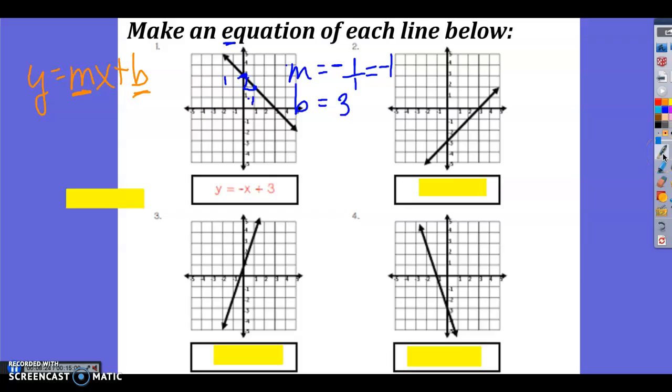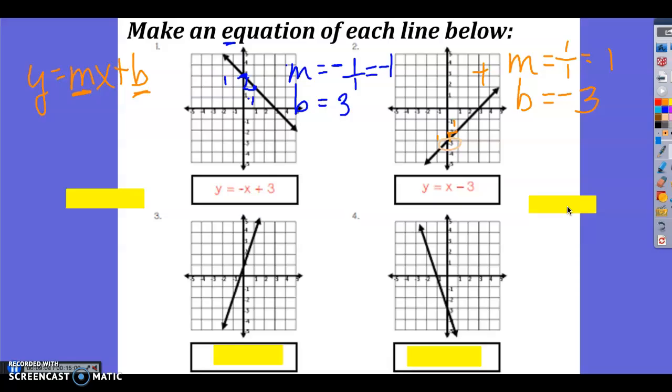All right, let's look at problem number 2. Again, I want to find two things, my m and my b. So my slope in this one is nice also. I'm going up and over, up 1 over 1. So my slope is 1 over 1, which is 1. And notice again, from left to right, I'm going uphill, so it should be positive. My y-intercept this time is down here at -3. So when I make my equation, y equals mx plus b, y equals 1x minus 3, or just y equals x minus 3.